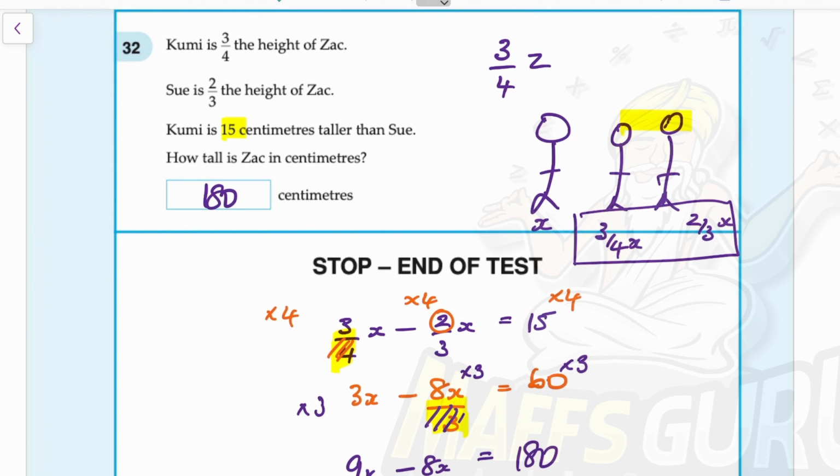All right, there we go, ladies and gentlemen. That's the end of this non-calculator paper. That was actually quite tricky. Some of it was interpretation, some of it was just sort of guesswork, some of it was just knowing, oh, obviously maths, but hopefully this video has helped.